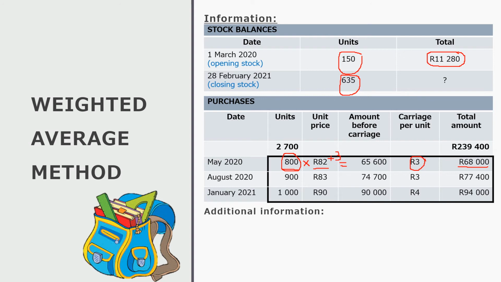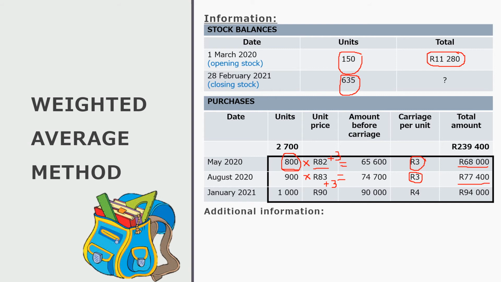Same thing for August. Okay, in August we purchased 900 items at a price of 83 Rand per unit. So again, if we take these 900 times the 83, we are going to get the amount before carriage. But there was carriage of 3 Rand per unit. So again, if we take this 83 and add the 3 Rand for carriage, then the total unit price is actually 86. And the 900 times the 86 is where the 77,400 is going to come from.